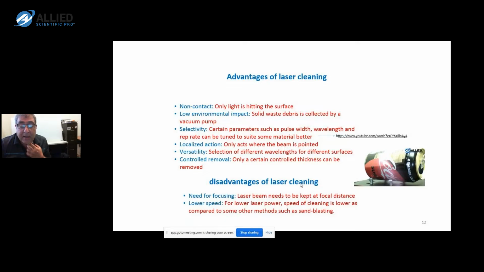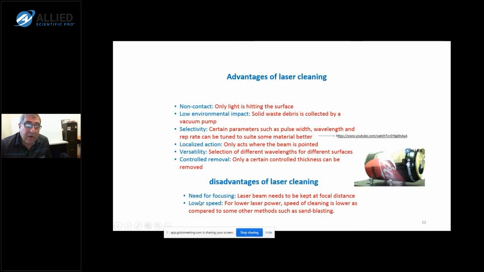So for other methods, you could keep, for example, the nozzle at any distance from the wall that you're cleaning. But for laser cleaning, you need to focus the beam on the surface at a certain distance. And at that point, you hear extra noise, extra light is emitted, and fumes are emitted. So this is a requirement for laser cleaning that doesn't exist for other methods.